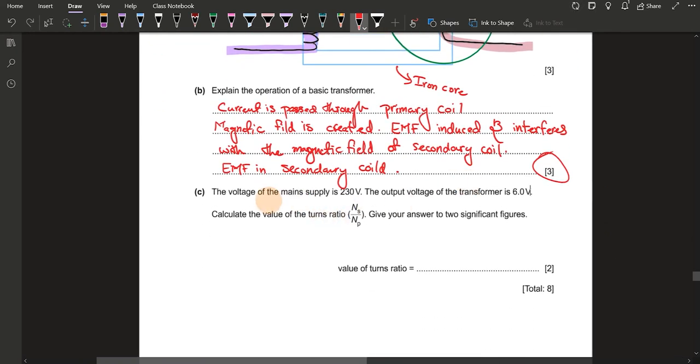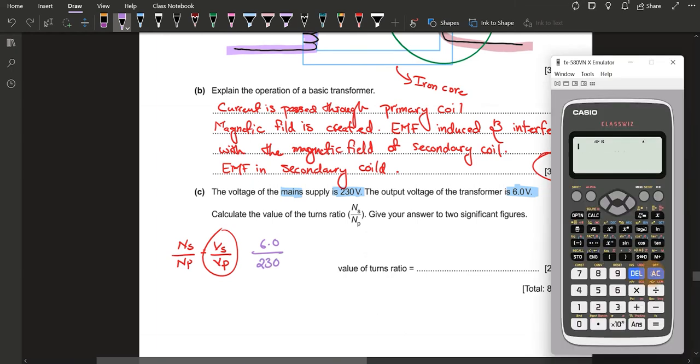Part C says the voltage of main supply is this. The output voltage of the transformer is this. Calculate the value of turns ratio, which is N, number of turns in secondary divided by number of turns in primary. Give your answer to 2 significant figures. So we have the formula NS divided by NP equals VS divided by VP, right? So what is VS and VP? It's given in the question. So VP is this main supply, which is 230, and VS is 6. So we can just substitute our values and we can find the ratio. So VS is 6.0 divided by VP, which is given as 230.